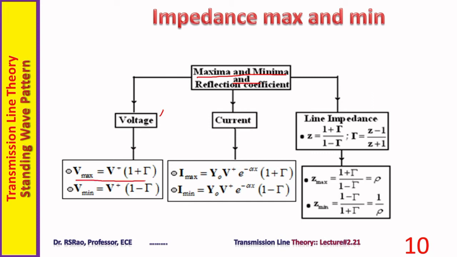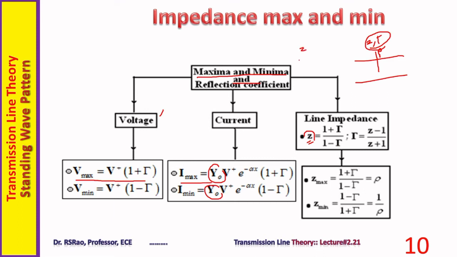V max is given by V plus times 1 plus gamma. V minimum is V plus times 1 minus gamma. I max is V max multiplied by Y naught. I minimum is V minimum multiplied by Y naught. Similarly, line impedance Z. Consider a line. You consider a point. At this point, Z exists. At this point, gamma also one can calculate. What is the relation between Z and gamma? The relation is z is equal to 1 plus gamma by 1 minus gamma.